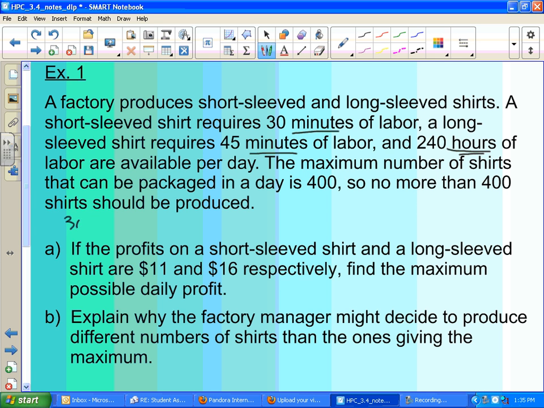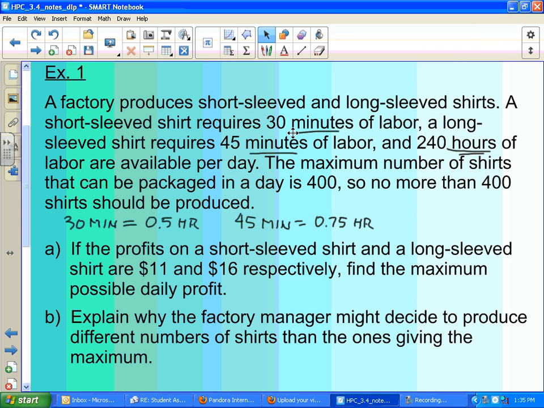So we'll take 30 minutes, and that's a half of an hour, and 45 minutes is 3/4 of an hour. Now we're going to be ready to go. So that was an important catch right there. Now, also about that information is all of them talk about something relative to time, which means those three numerical values, 30, 45, 240, are all going to be in one of my constraints. They all talk about the same thing.